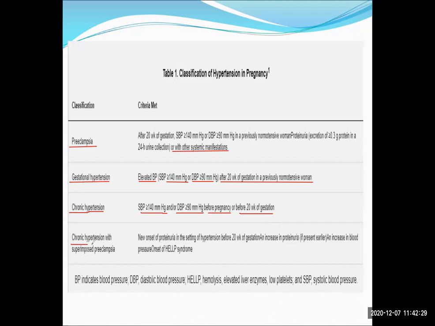And then chronic hypertension with superimposed preeclampsia. Now, what is the meaning? New onset of proteinuria in the setting of hypertension before 20 weeks of gestation. That is known as superimposed preeclampsia on top of chronic hypertension. And this is a complicated situation because the lady was already hypertensive from before. On top of that, the blood pressure further increases because of preeclampsia and more chance of other complications as well. One of that is HELLP syndrome.